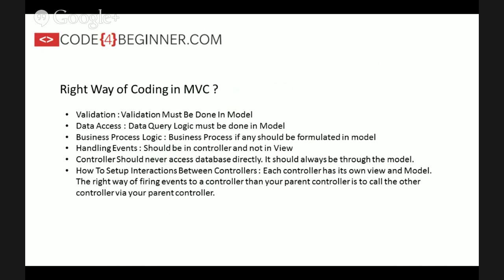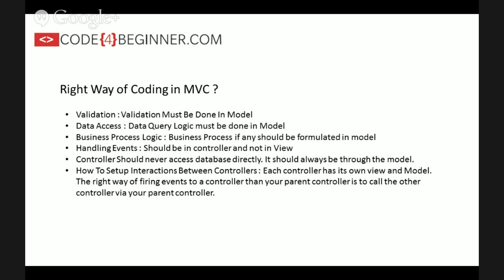Now, let us look at the right way of coding. Many people have asked me, where do you validate? The validation, the data access, and the business process, everything happens at the controller, right? So most of the things that are needed for the business, you do in the controller. Handling events should be done at the controller and not in the view. Then one golden rule is you do not write data access code in the controller. It has to be written in the model.